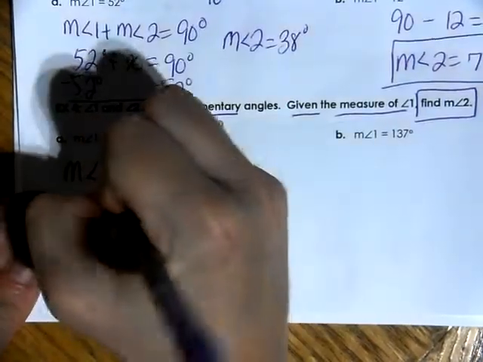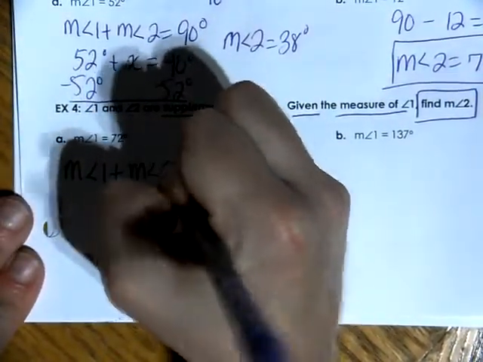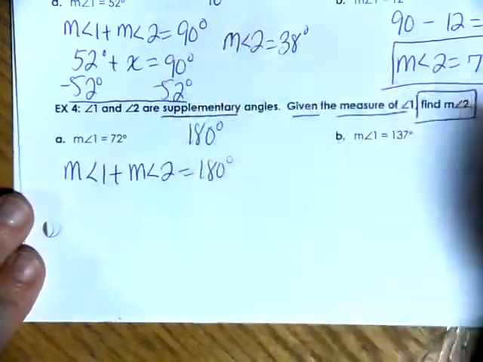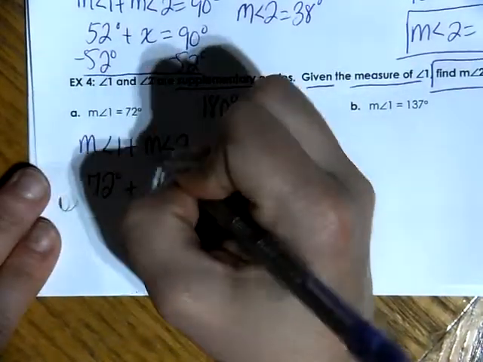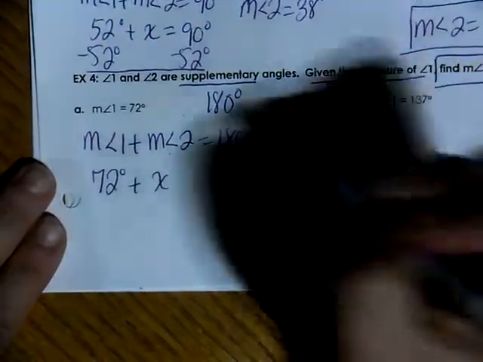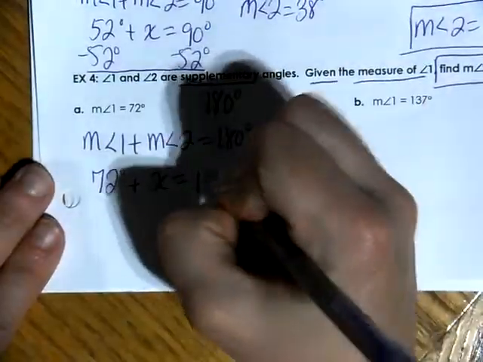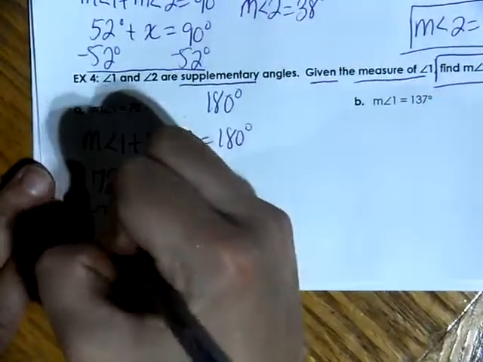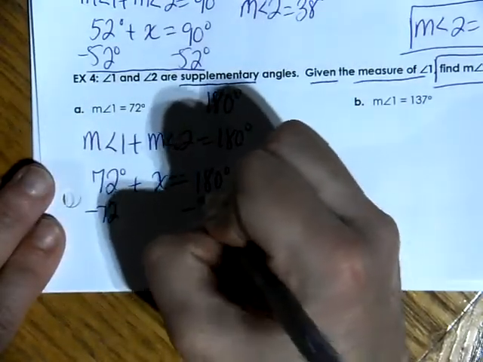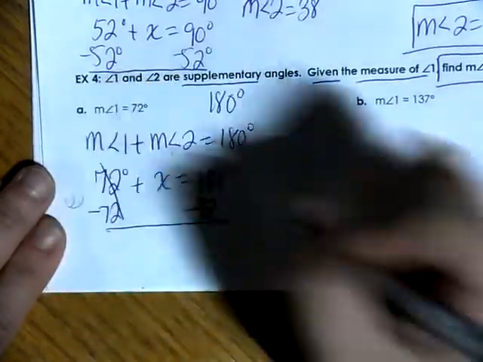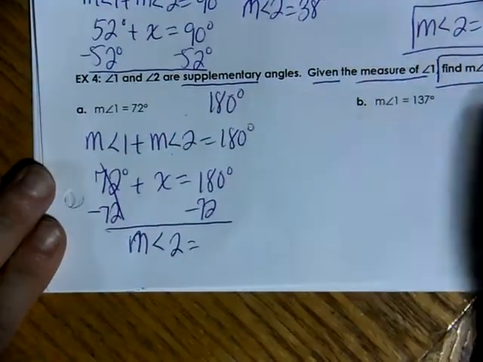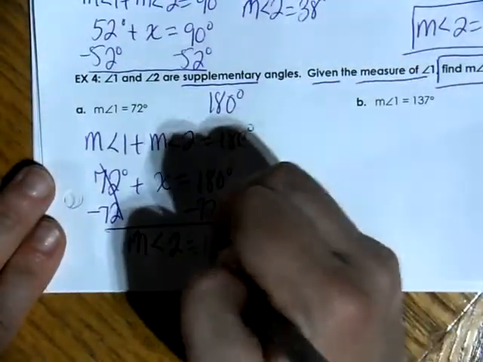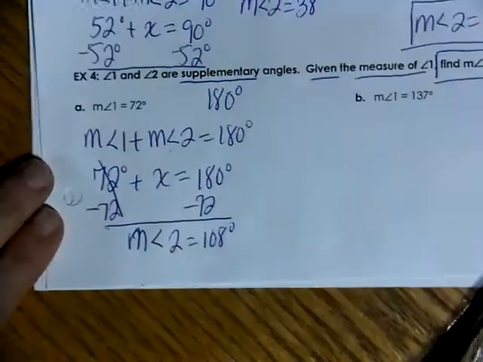So I know that the measure of angle 1 plus the measure of angle 2 is equal to 180 degrees this time. The measure of angle 1 is 72 degrees, plus I don't know what the measure of angle 2 is, and I just know that it equals 180. So I'm going to subtract 72 on both sides, and when I do that, I'm going to end up with the measure of angle 2 is equal to, looks like that's going to be 108 degrees.